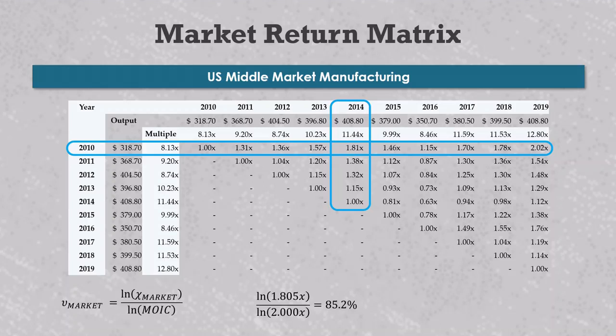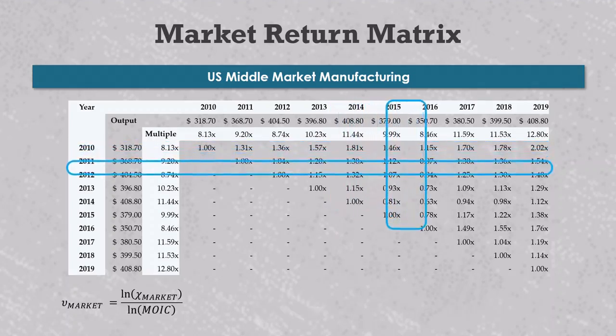However, if the deal has a 3x return, you can take log 1.81 over log 3 to get 53.8%. This means that about half of the equity return is driven by the market while the other half is driven by the manager. Now, let's look at a deal that was acquired in 2012 and sold in 2016.